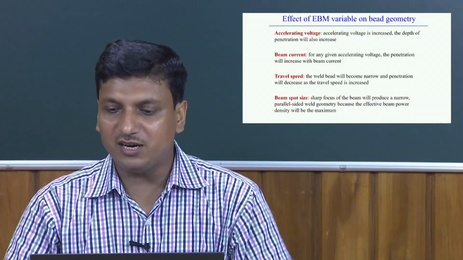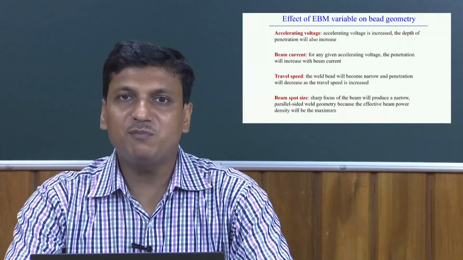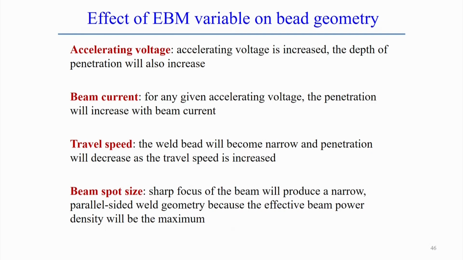Another parameter that influences the weld bead geometry in the electron beam welding process is the beam spot size. A very sharp or small focused beam will produce a high power density on the surface. High power density will produce a very narrow weld with high depth of penetration and parallel-sided geometry. Parallel-sided geometry means almost a cylindrical shape without much variation from the top to the bottom. That typical geometry is possible in electron beam welding.